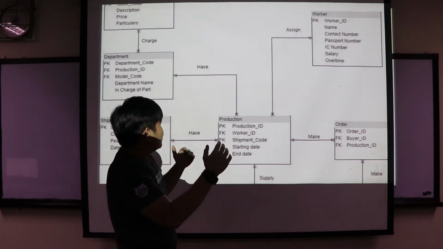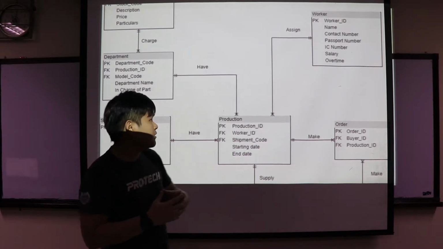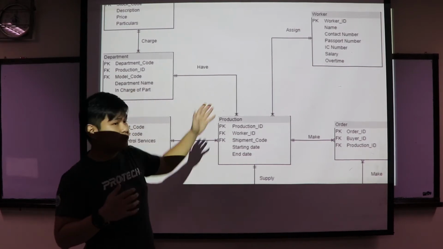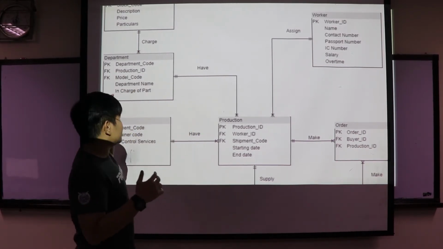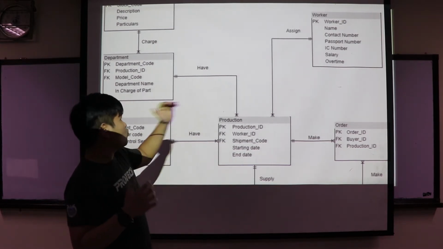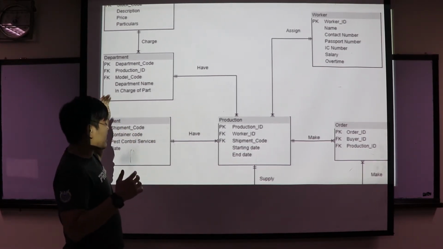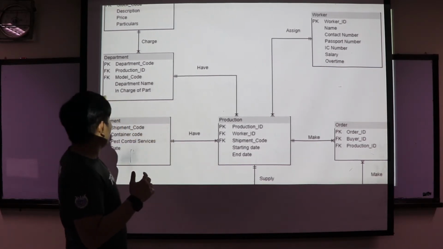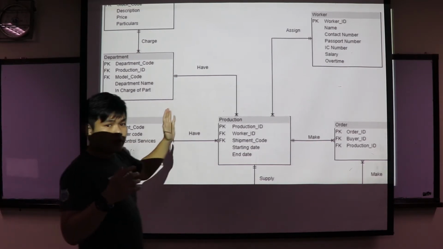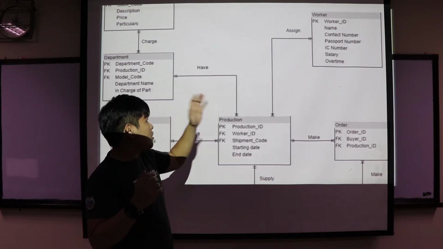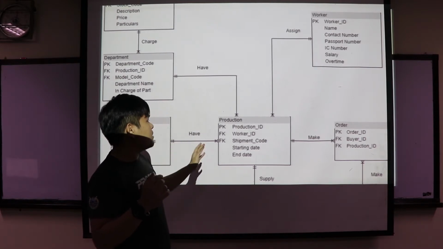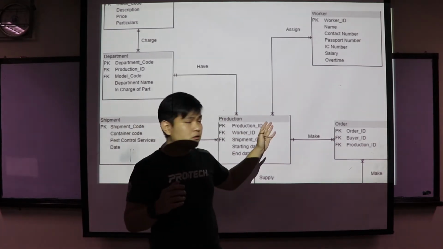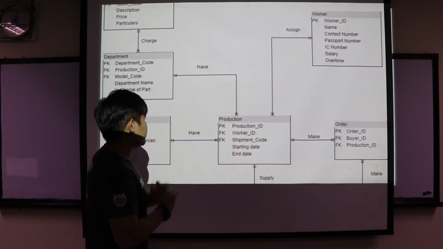So here, we need to have a composite table. The production will be the composite table of the department table and the workers table. So we need to make them become one to many and many to one. One department has many productions, and a production can only have one department. For the workers table, one worker can be assigned to many productions, and one production can be assigned to only one worker. Okay, back to the question.